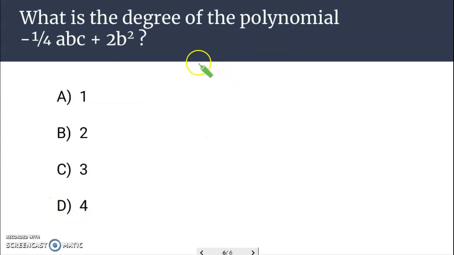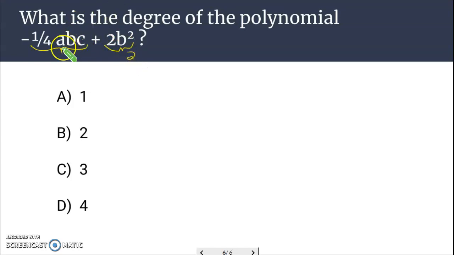All right, and lastly, this last example here, a little bit different. Sometimes we have different variables, and yet they're still considered polynomials. What you want to do is look at them as a cluster. Look at this first cluster of variables, and look at this second one. Let's focus on the second one. The highest exponent is a 2.